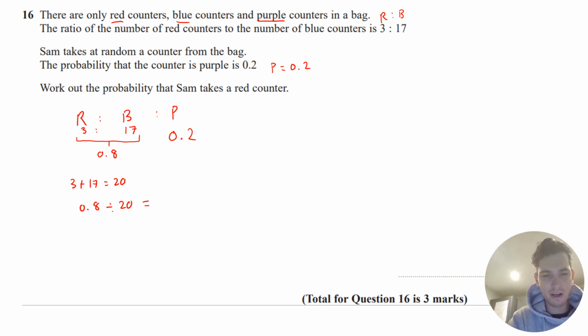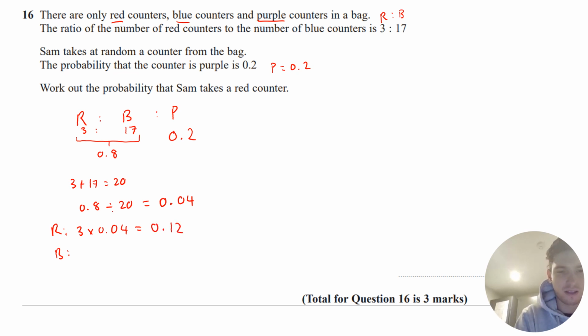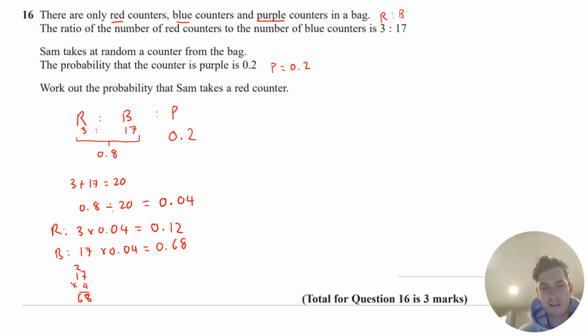Well, 0.8 divided by 2 is 0.4, so I think this is going to be 0.04. So I'm going to have to multiply each of these by 0.04. So red is 0.12 and blue, do 17 times 4, is 0.68. And let's just check, do they all add up to 1? So let's just check.